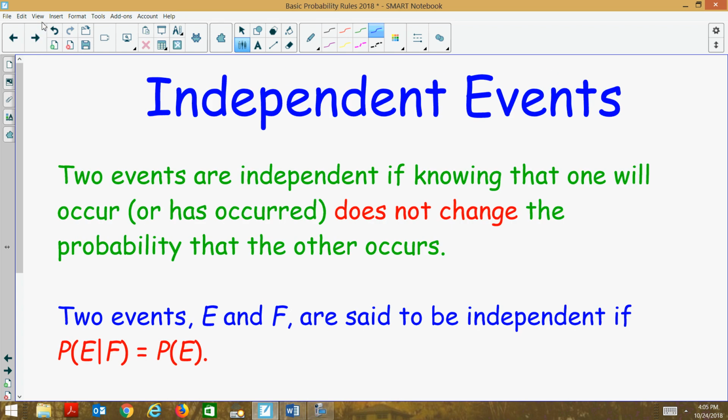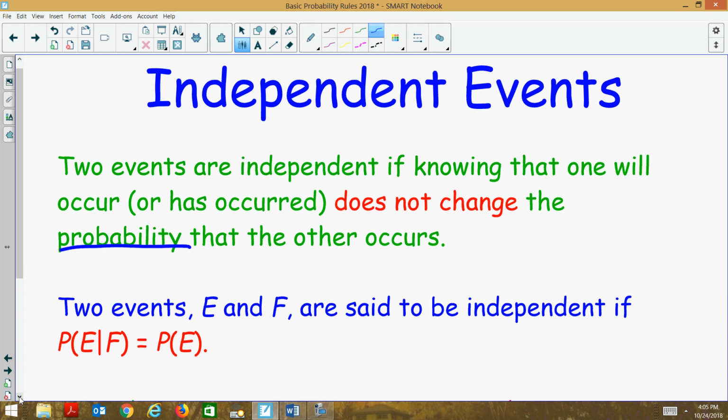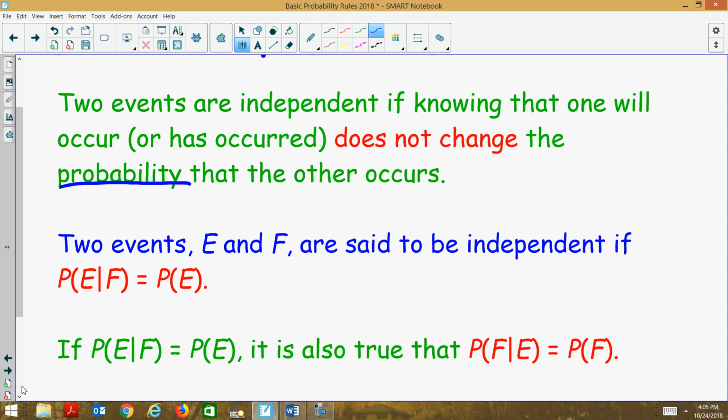The last thing we want to talk about is independent events. Two events are independent if knowing that one will occur or has occurred does not change the probability that the other occurs. So two events E and F are said to be independent if the probability of E given F is equal to the probability of E. Or if E given F is equal to E, it is also true that F given E is equal to F. So what this is saying is that if you put a condition in, it does not change the outcome of another event. That does not mean mutually exclusive. That just means that the probable outcomes do not change.